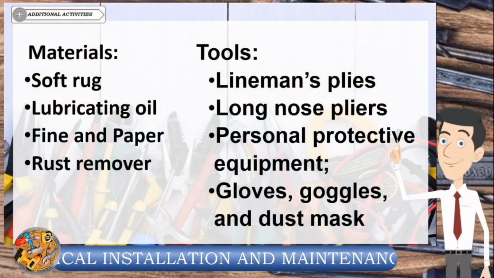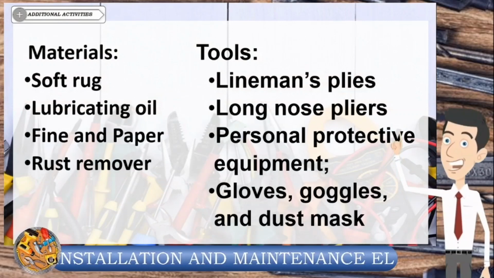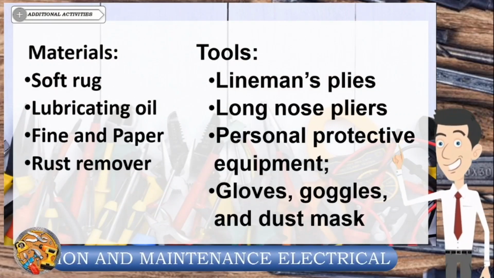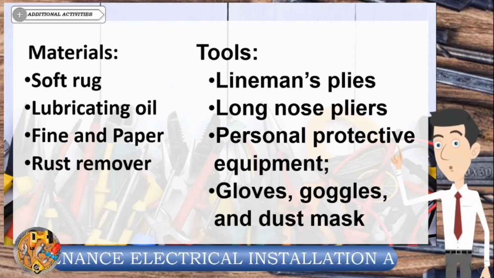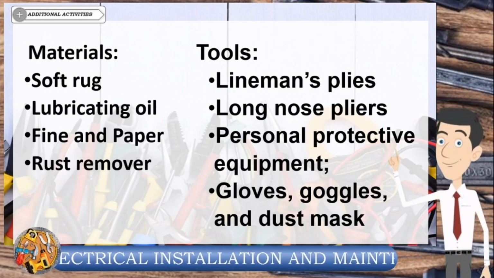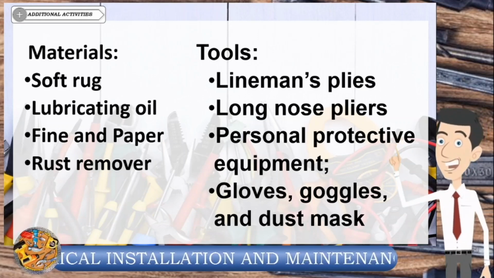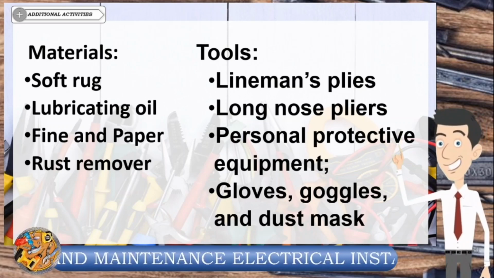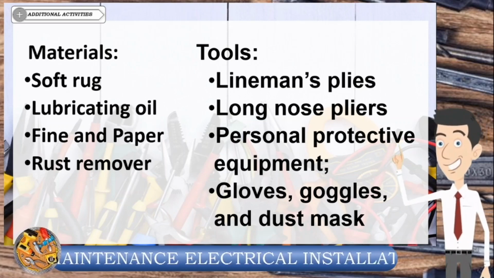You need to prepare the materials: soft rag, lubricating oil, fine sandpaper, rust remover. And the tools that you need are the lineman pliers, long nose pliers, and personal protective equipment: gloves, goggles, and dust mask. These are the materials and tools that you need for this activity.